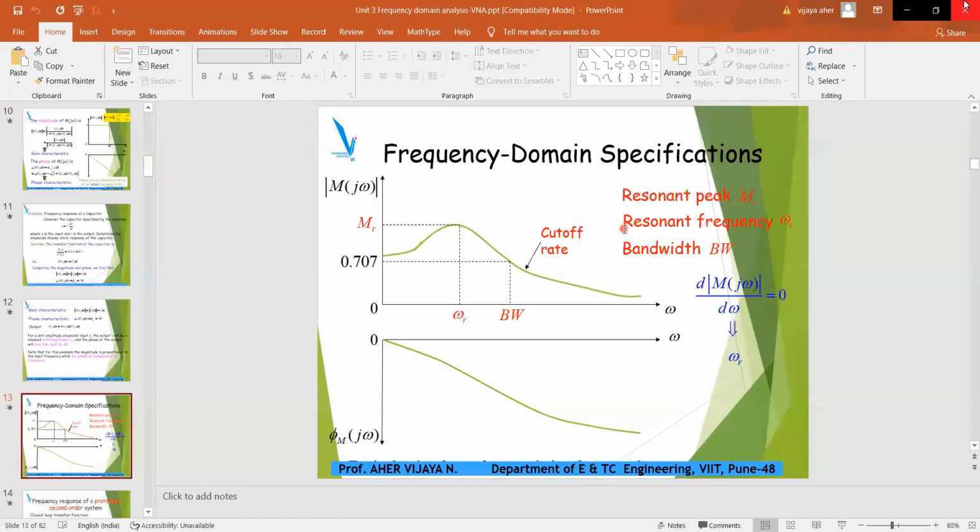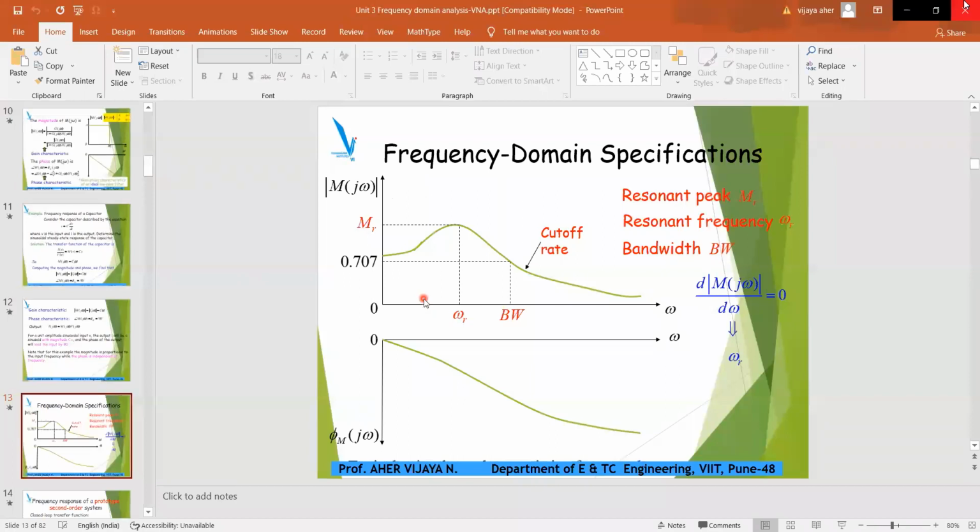Now, frequency domain specifications. You should know some of the parameters related to frequency domain analysis. These are some of the frequency domain specifications I'm going to explain. In this unit, you are going to plot the frequency response. So how to plot?